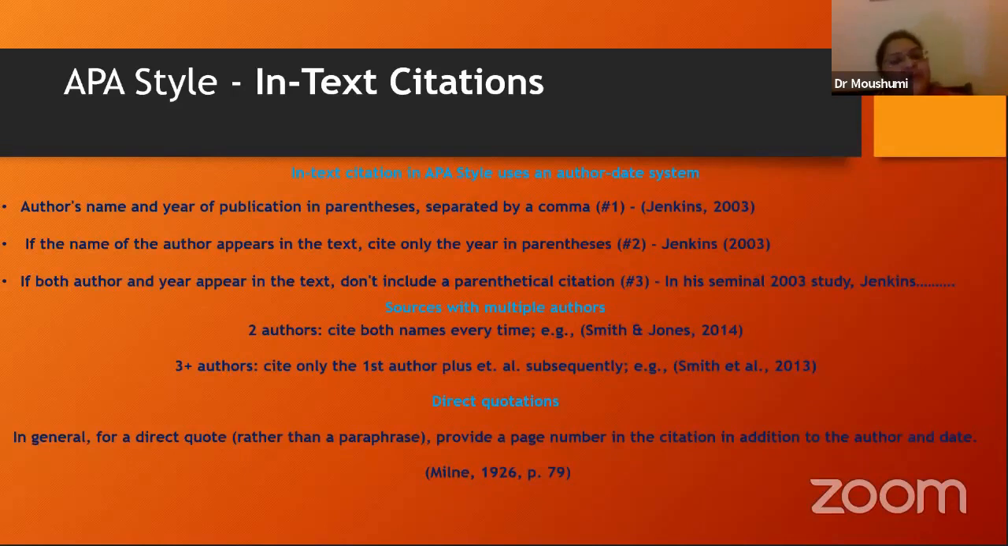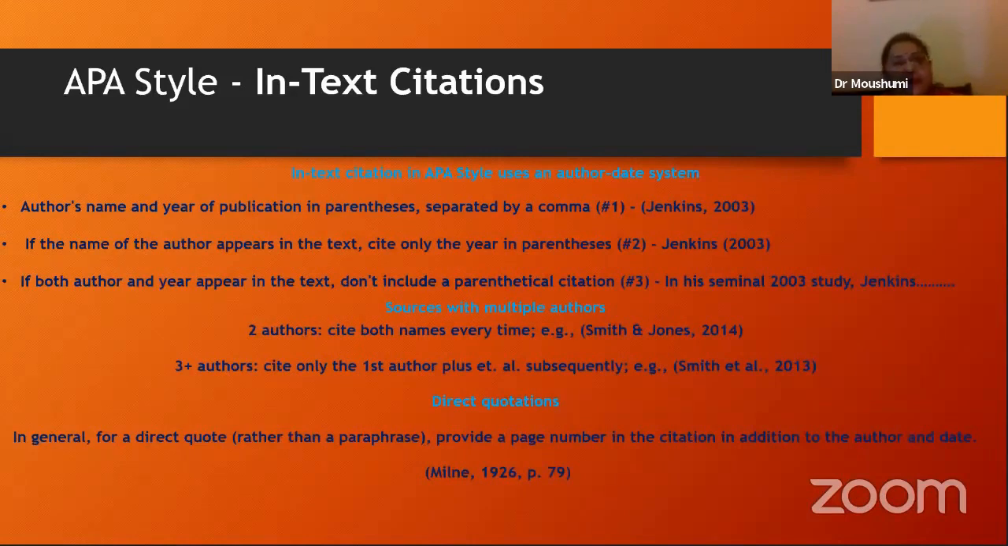Sometimes, when we are writing a literature review, we don't put everything in bracket. We just write that Jenkins said in 2003. So at that time, we just put his name at the end of the paraphrasing. So there are different ways by which we can do this in-text citation.